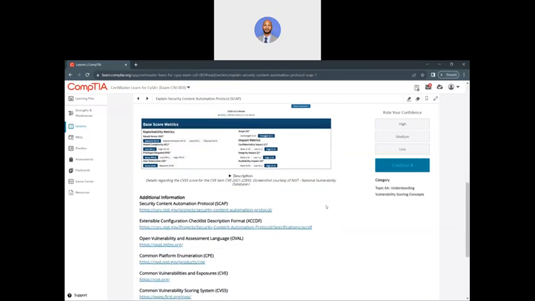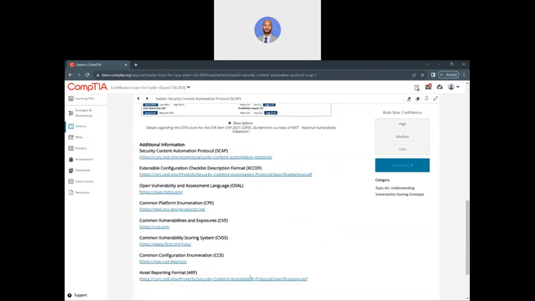So in order to get more information about this, there are additional links where you can do more research. One that I want to bring to your attention is actually on the next slide.